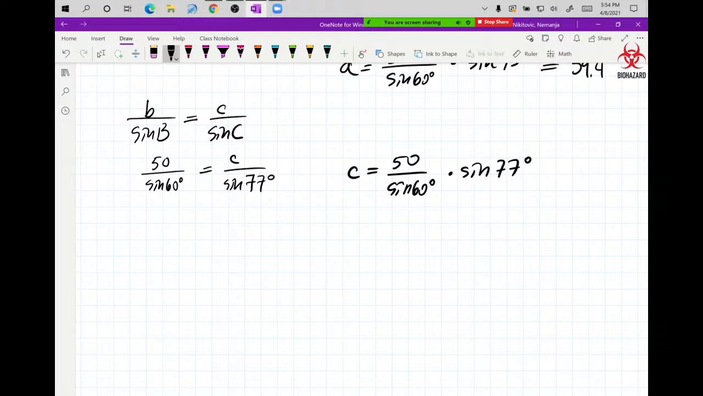So sine of 60 divided by sine of 77. 44.4.